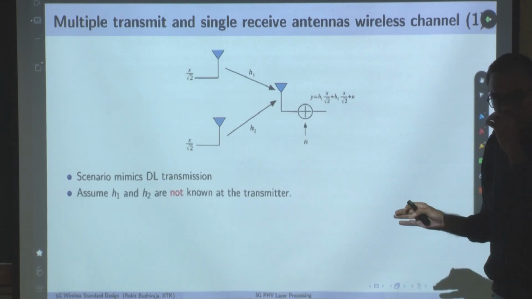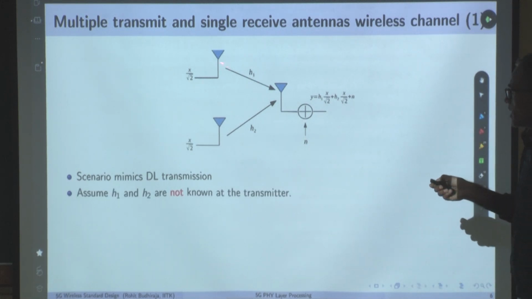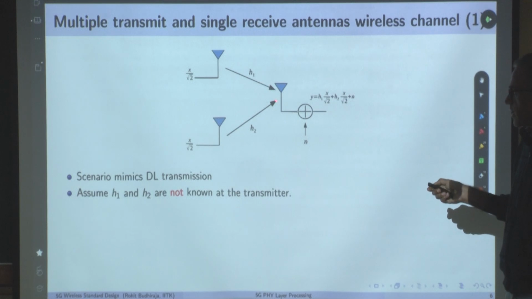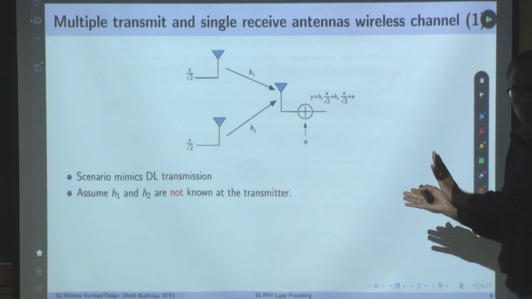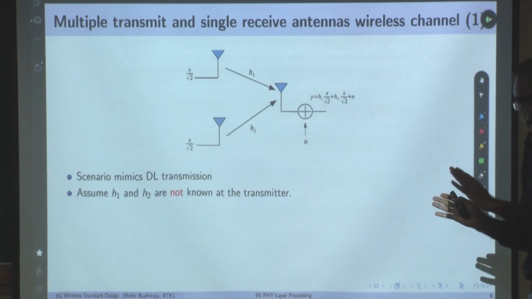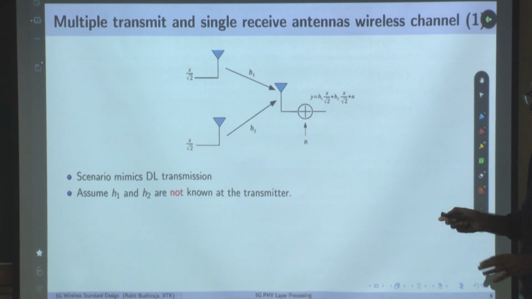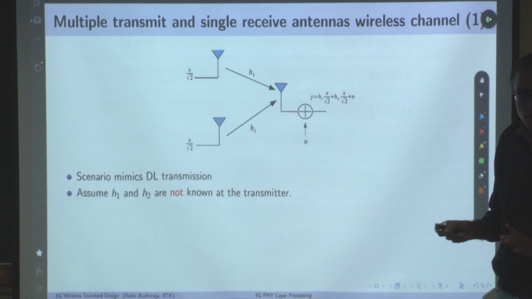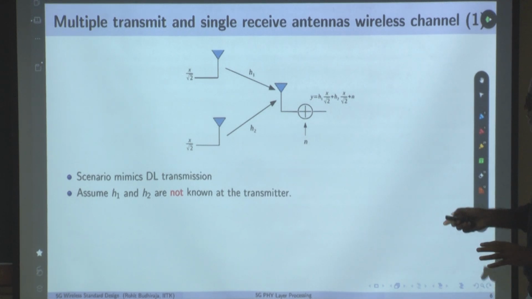Now the first case we are considering. The channel from the first transmit antenna to the receive antenna is H1, and the channel from the second transmit antenna to the receive antenna is H2. Here I will take two cases. In the first case, these channels are not known at the transmitter.